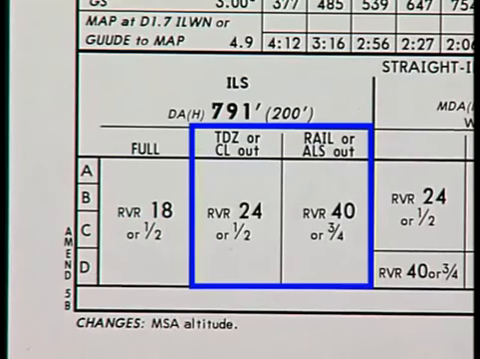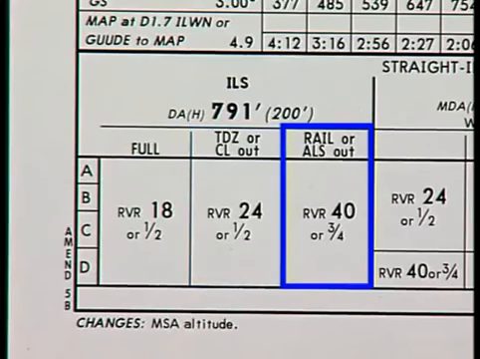As you move to the right, you can see how the visibility requirements change for various inoperative lights. If more than one component is inoperative, you must use the more restrictive minimum. For example, if both the runway alignment indicator light system and the approach light system are out, use the minimums listed in the RAIL or ALS out column.